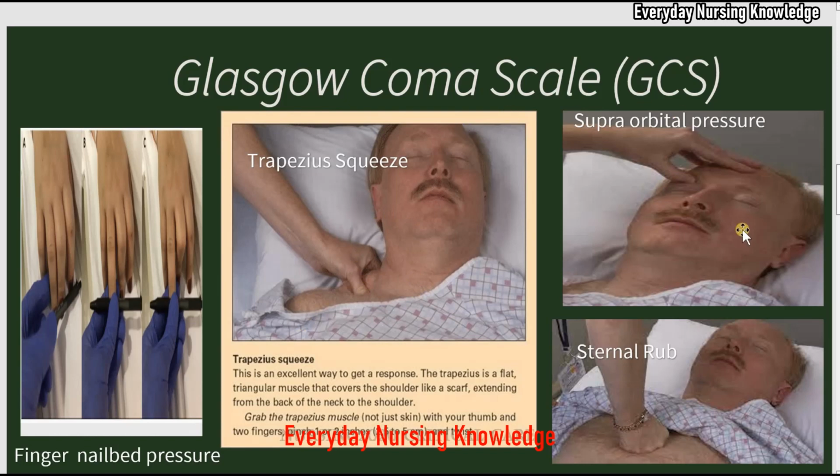Now, supraorbital pressure, you apply pressure to the supraorbital region, that is above the eye socket and below the forehead and below the eyebrows. In sternal rub, you rub the sternum, but remember, sternal rub can often cause bruising. So you apply these painful stimuli and see the patient's response, and here you are assessing the brain response.